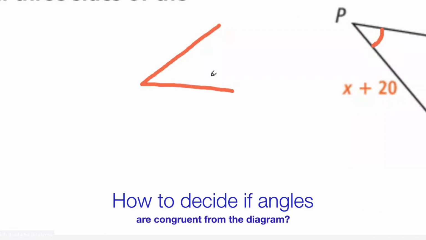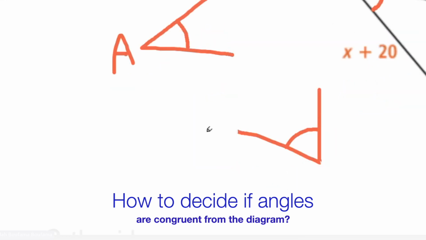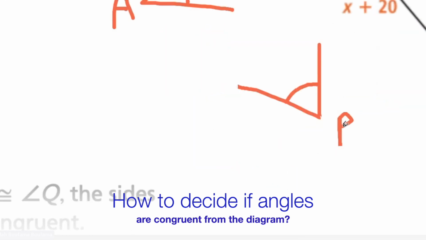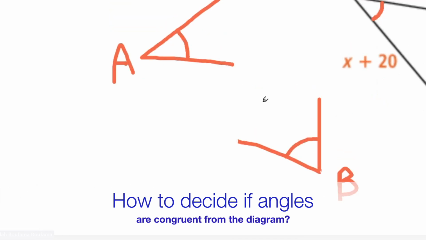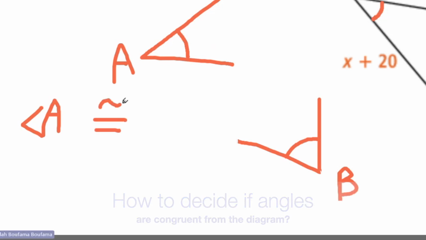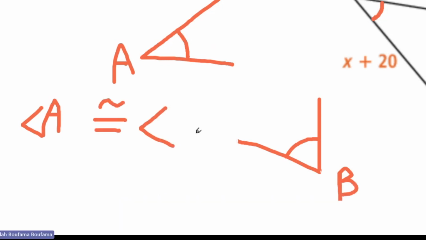They put this arc here and they put another arc here like this. This means these two angles are congruent. If this is the angle at vertex A and this is the angle at vertex B, from these two arcs you say angle A is congruent to angle B. Do you get this? If you get this, let's go back to our problem.